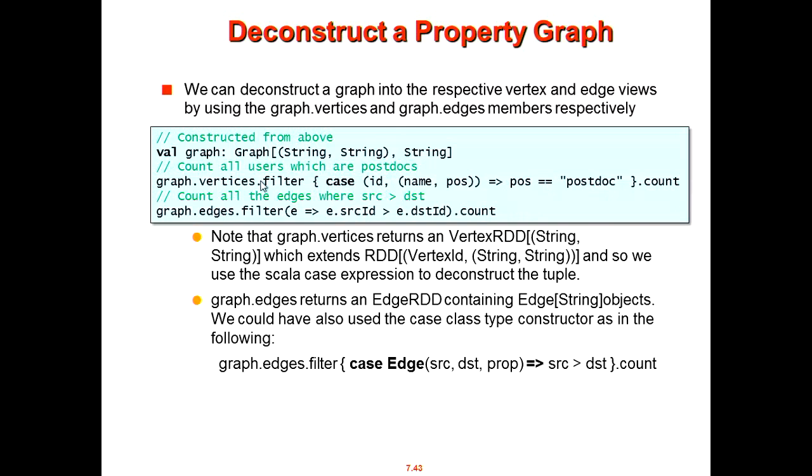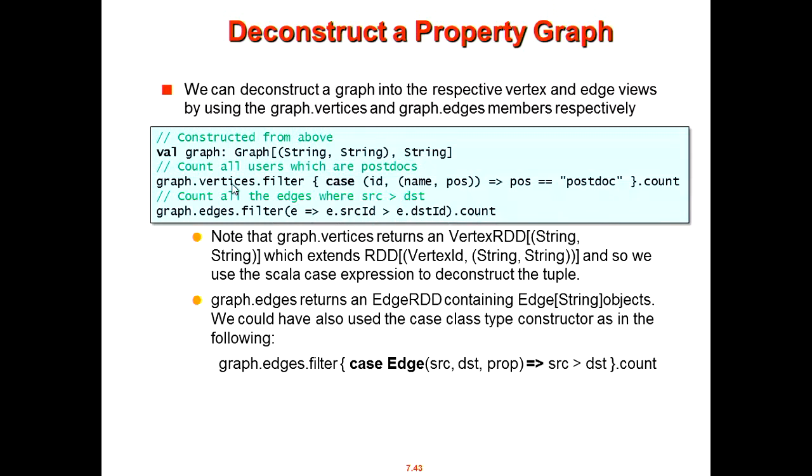This is to get vertices, and this is to count all the edges where the source node ID is larger than the destination node ID. So we add filter, and each in the edges RDD. So each edge has several attributes. One is a source ID, and another is a destination ID. So you can use e to get the source ID and destination ID and to compare if the source ID is larger than destination ID. If so, it satisfies this filter condition, and we finally do the count for all such edges.